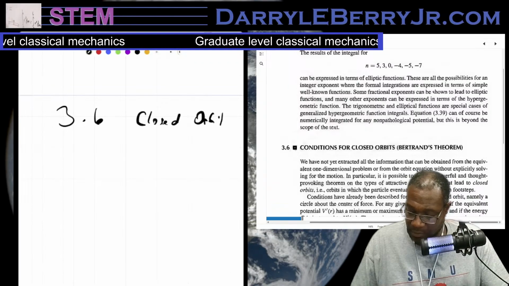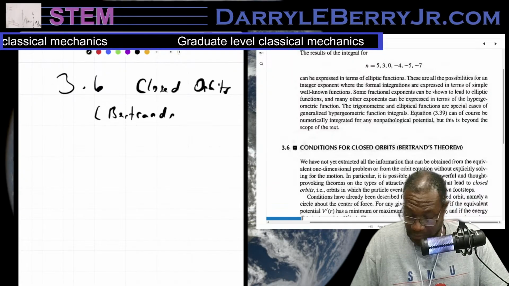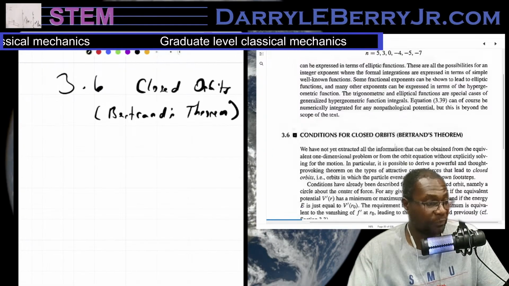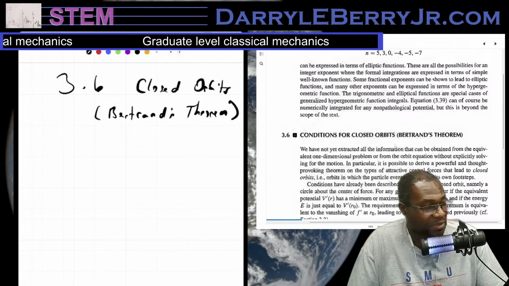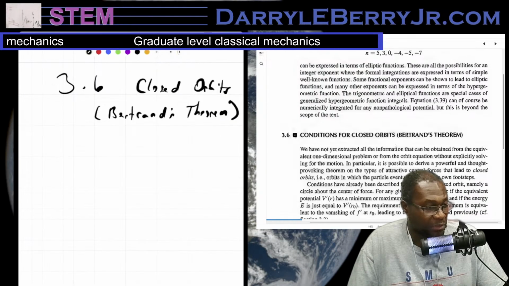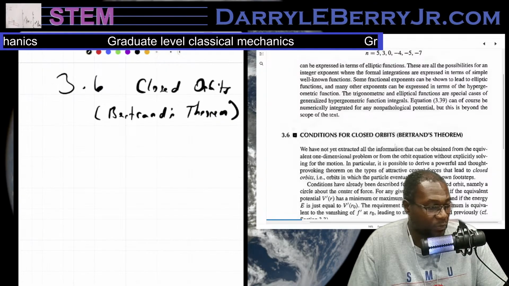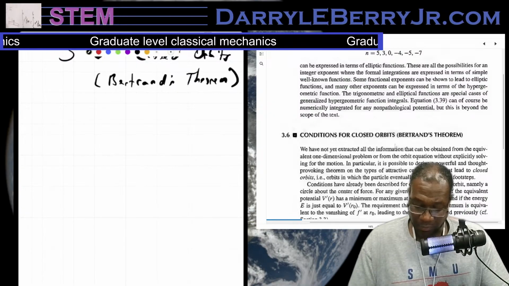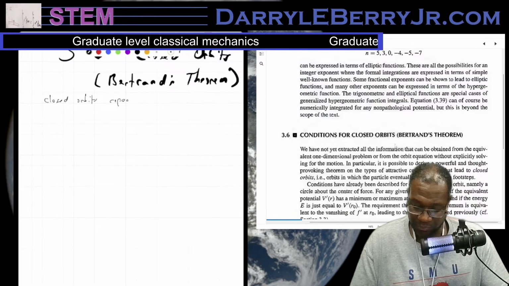Closed orbits, Bertrand's theorem. We have not yet extracted all the information that can be obtained from the equivalent one-dimensional problem or from the orbit equation without explicitly solving for the motion. In particular, it is possible to derive a powerful and thought-provoking theorem on the types of attractive central forces that lead to closed orbits, i.e. orbits in which the particle eventually retraces its own footsteps. So closed orbits repeat, to put it simply.